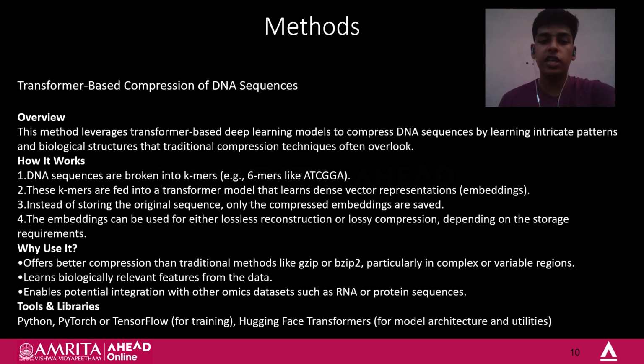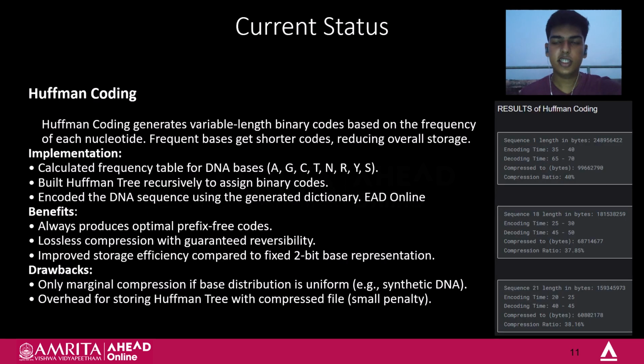Additionally, these models learn biologically relevant features from the data, potentially revealing insights that the other methods miss. This approach also opens up the possibility of integration with omic datasets such as RNA or protein sequences. For implementation, we use Python, PyTorch, and TensorFlow for model training, and Hugging Face transformers for model architecture and utilities. Now let's take a look at the current status of our project.